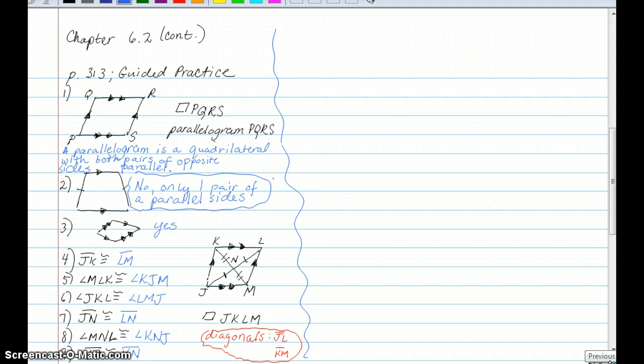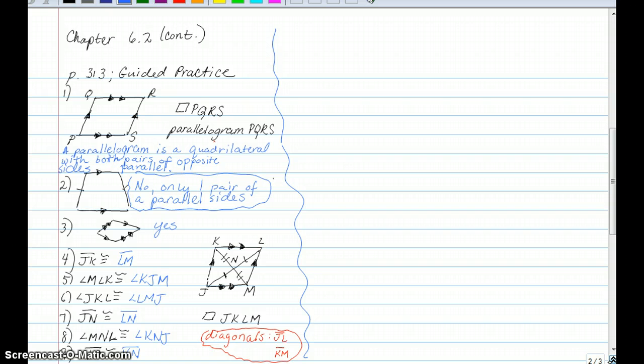All right, we're going to go ahead and do the guided practice on page 313. Now, I've changed one just slightly because I want to do a little bit more with it. Number one said complete the statement. A blank is a quadrilateral with both pairs of opposite sides parallel. Well, that's that first theorem, 6.1. So it is a parallelogram is a quadrilateral with both pairs of opposite sides parallel.